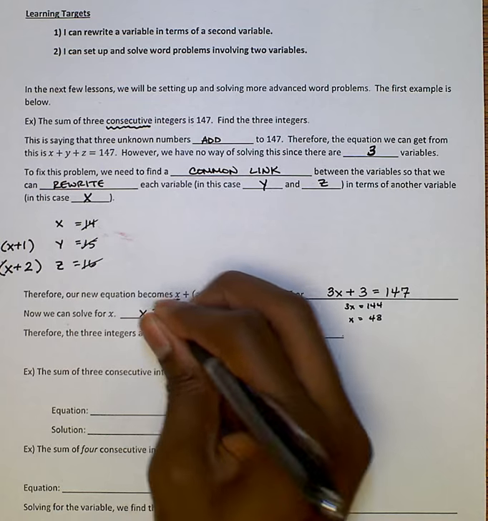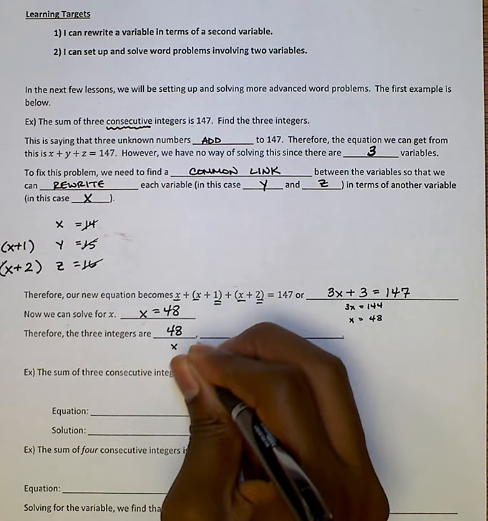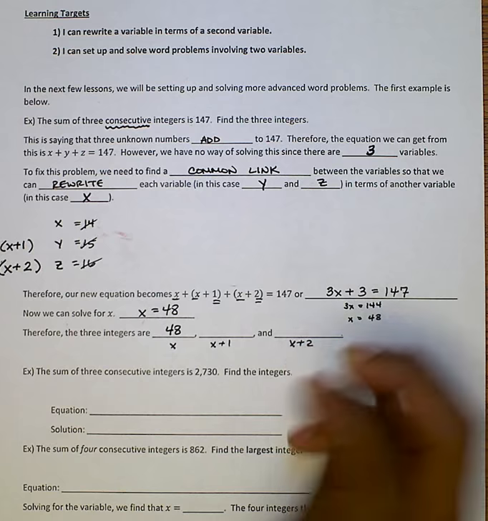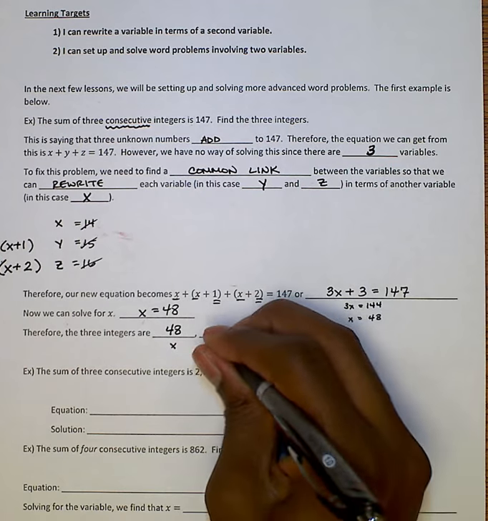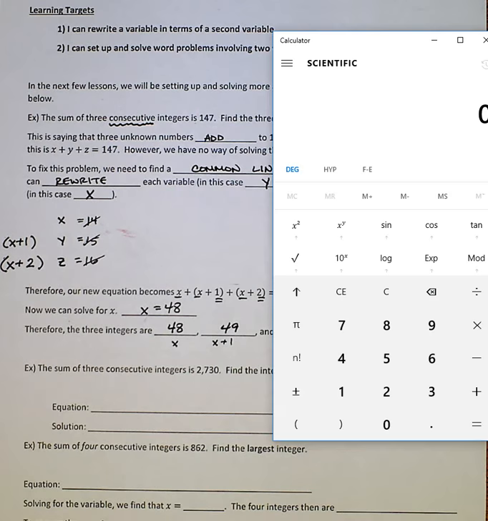And that means that our three integers are 48, that's x, x plus 1, x plus 2: 48, 49, 50. And you can add those up to see if it works out for us. 48 plus 49 plus 50 is 147. And so it fits our problem, solves our problem.